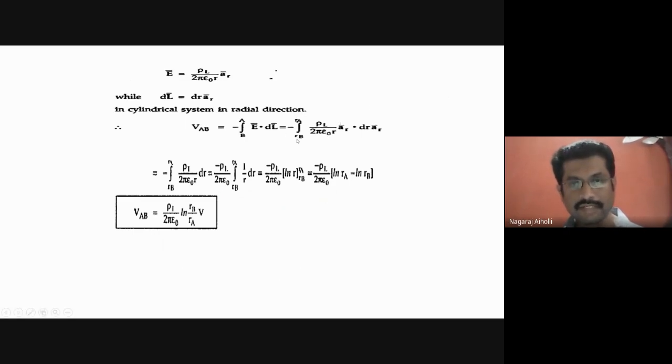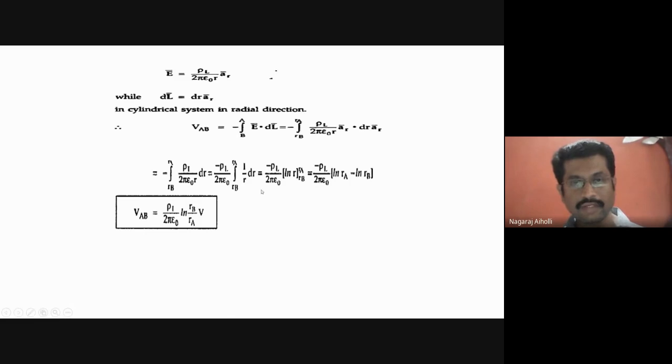Therefore, it will be simply minus integral RB to RA, rho L by 2 pi epsilon naught R dr. Yes, that is minus rho L by 2 pi epsilon naught, which is constant, take it outside, over the integral RB to RA 1 by R dr. What is the integral of 1 by R? Can you all tell me? Log R, sir. Log R or ln R? If you are taking the base 10, it will be log. If you are taking the base e, Napier base, then it will be ln. Correct? Either you can take it as log or ln.